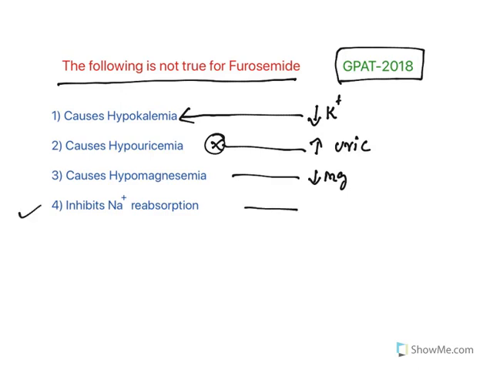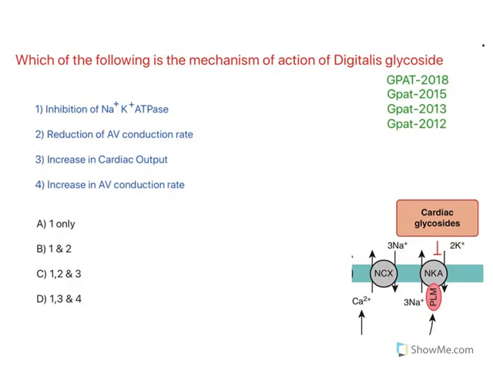So all of them are true except this one. So what is not true? It is not hypouricemia, it is hyperuricemia. So this is the answer. Moving to the next question.